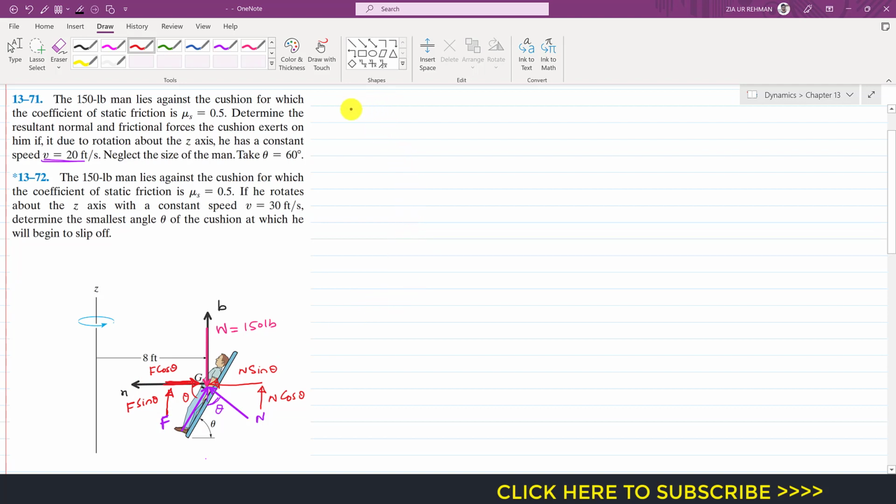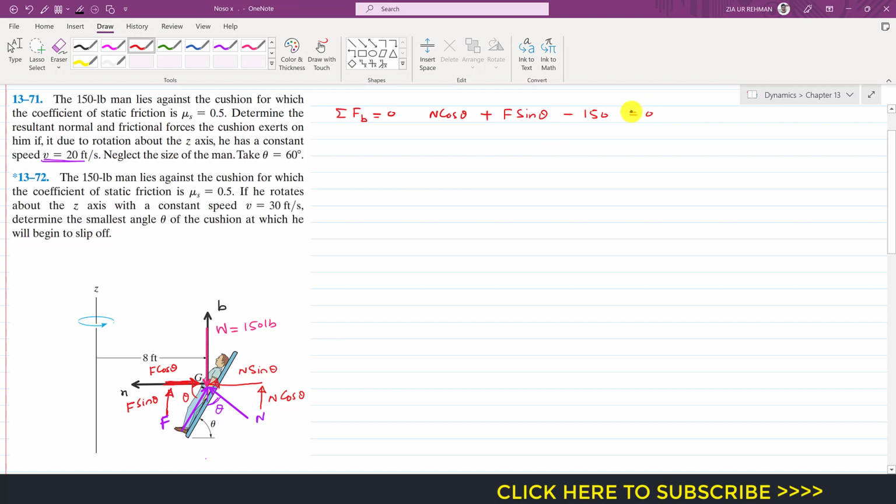Now if we apply the summation of forces along the binormal axis, that will be equal to 0, since there is no motion along the binormal axis. The motion is in the tangential direction, right? So there is no acceleration along the binormal axis. If I add up, along the binormal axis we have this N cos theta which is acting in the positive b direction. So I will write N cos theta plus F sin theta, minus the weight, and weight is 150 pounds.